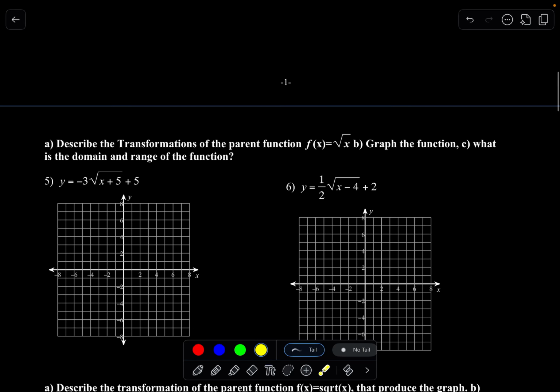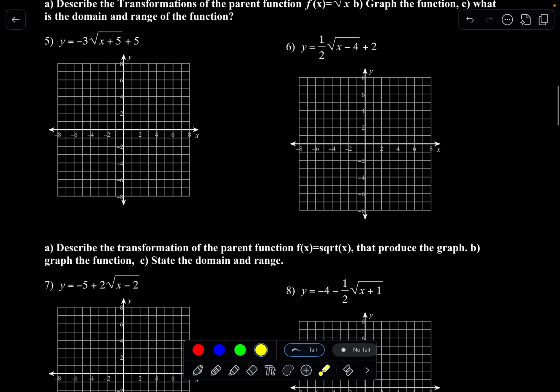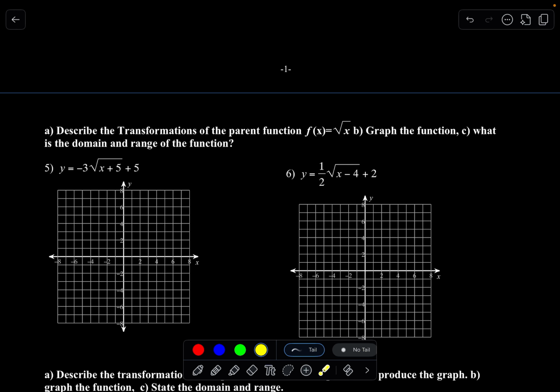Now, on 5, both 5 and 6 and 7 and 8 are pretty much the same thing. It's a square root graph. So on 5, it says describe the transformation of the parent function, graph the function, what is the domain and range of the function. So looking at this, it is a square root graph shifted to the left 5 and up 5. So that's the beginning. You also should recognize, hey, this is a square root, so you do that. It looks like a little kind of swish.